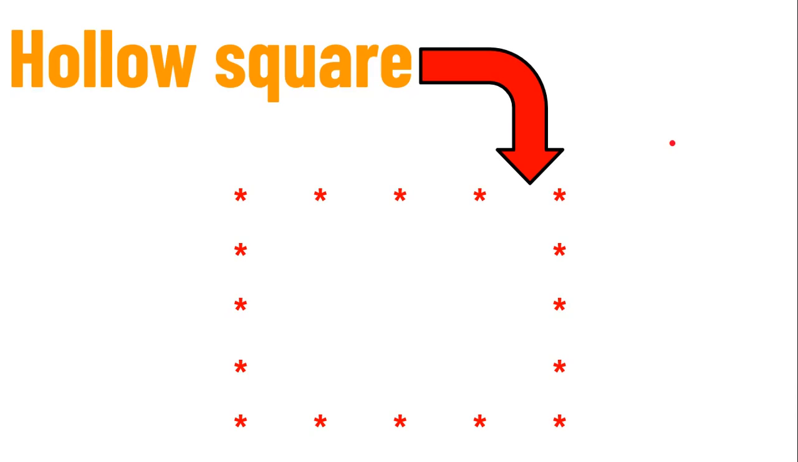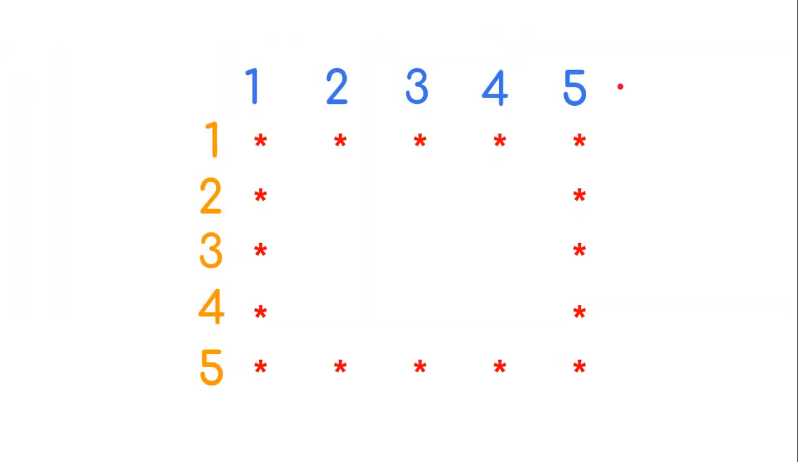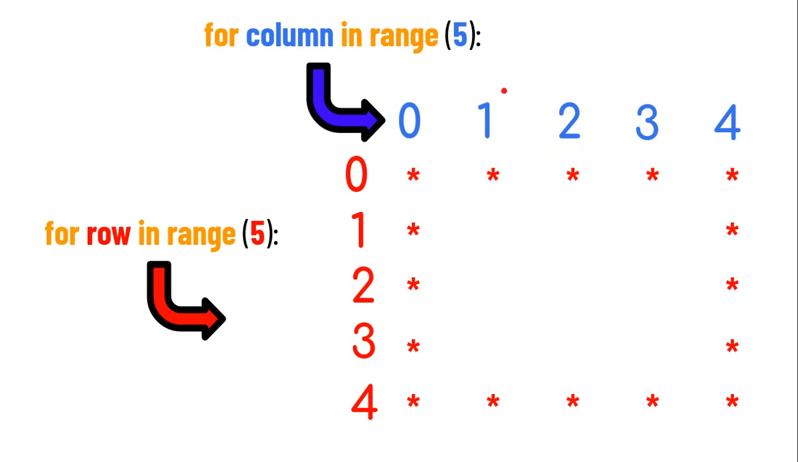In today's video, we'll review how to draw a hollow square. This will be coded in Python and it will have 5 columns and 5 rows. Then I'm going to be using a couple of for loops. One to handle the columns and the other one will be in charge of the rows.